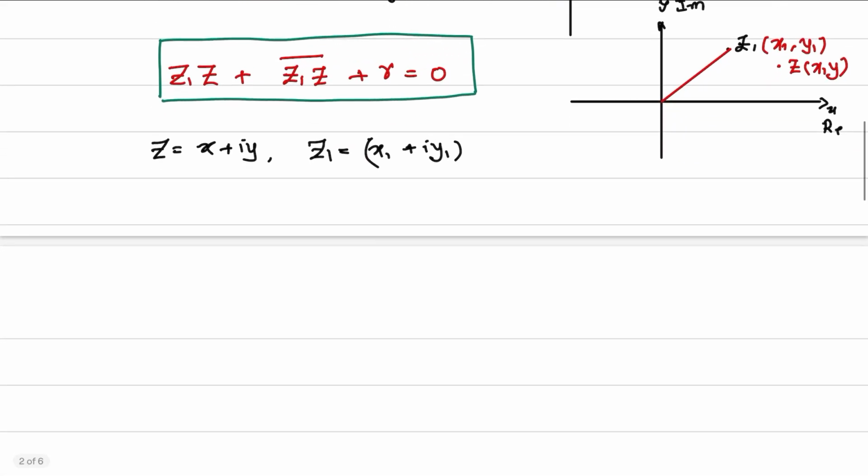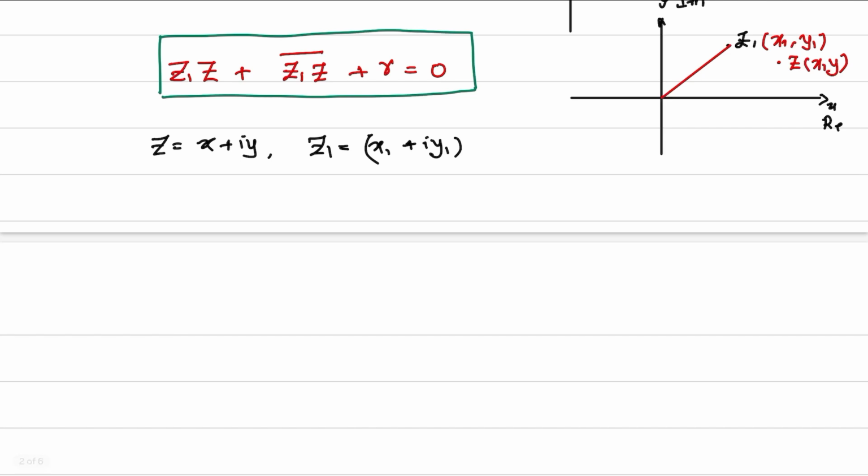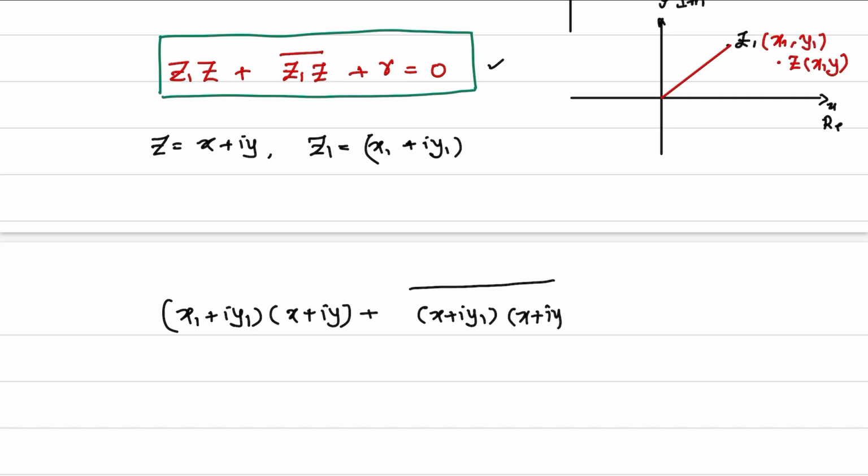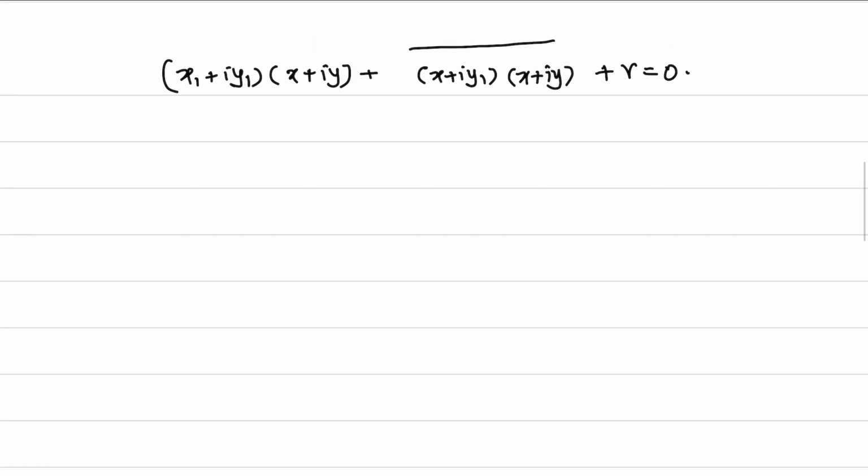Now, let us apply the values of z1 and z in the equation given. This is the straight line equation. Whether it is a straight line or not, we will conclude. Z1 is x1 plus iy1 into z is x plus iy, plus conjugate of x plus iy1 into x plus iy, plus some constant is equal to 0. Some real number, constant.